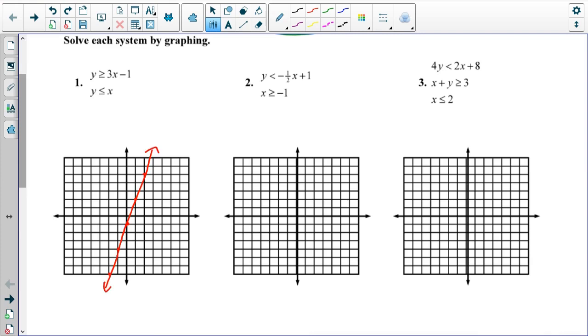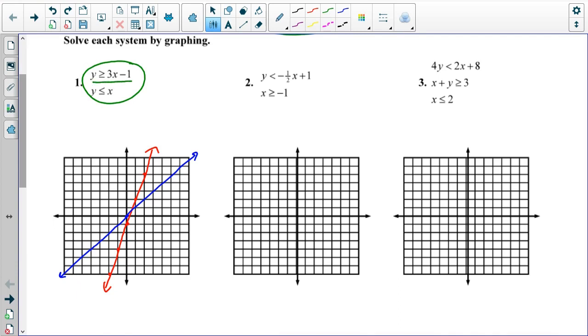Then we have y is less than or equal to x, and that goes through the origin with slope 1. So it's also pretty easy and in slope-intercept form. So now our objective is to figure out which region of the graph we want to shade. I will go through using two different methods. Whenever it's in slope-intercept form, it's actually pretty simple.